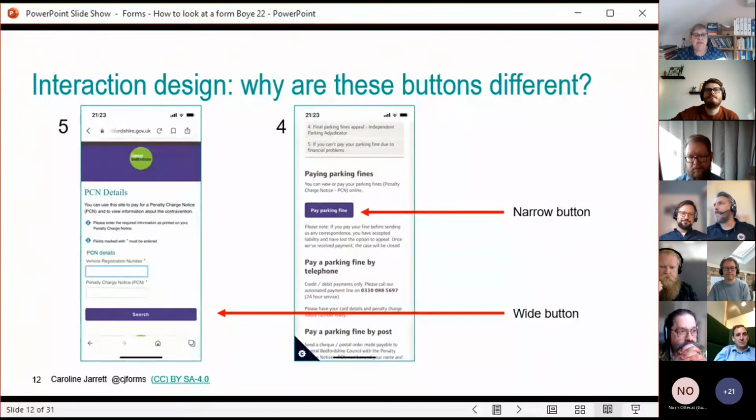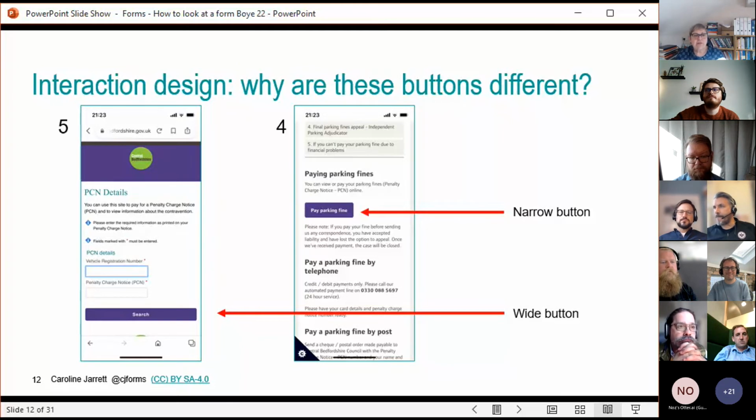On page 5, we had a wider button, and at a glance, you might have thought that was part of the branding because it's the same width as the purple branding at the top of the page, but it's the only thing that plausibly looks like a button, so it'll probably work as a button. Why are they different? Is there any rationale for it?